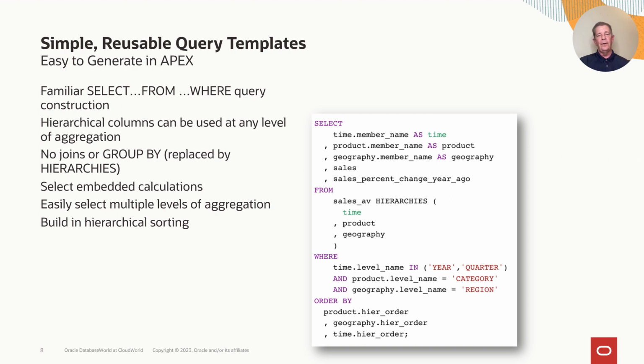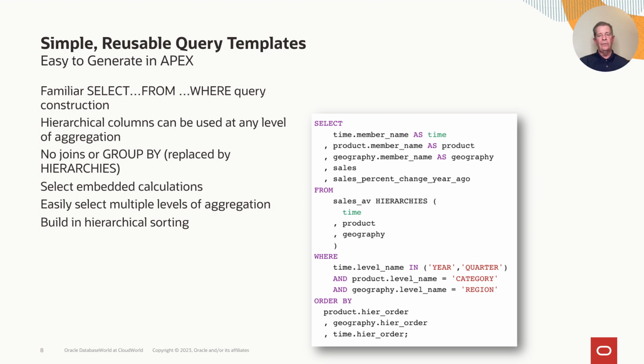We select from the analytic view. Then we have this hierarchies keyword. And we just list the hierarchies that we're interested in using in this query. Maybe this analytic view is defined with 20 hierarchies, and I want to view it by time, product, and geography. Well, just list those. These take the place of joins and group by, right? No joins and group by in this query. Isn't that nice? And then in the where clause, we're using a level name column, another hierarchical column. And I'm just asking for whatever level of summarization I'm looking for, and I'm letting the analytic view query it for me, using the SQL that it generates.